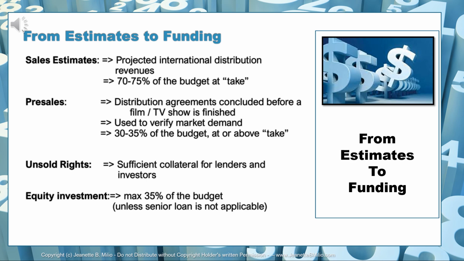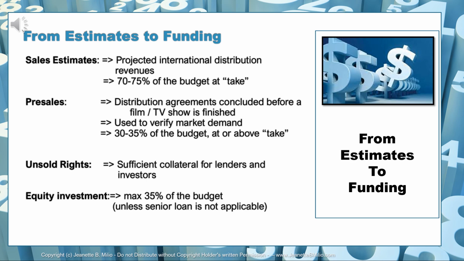Unsold rights are the rights that I have available after I take my sales estimates and have sold my pre-sales. The unsold rights are the rights that I still have available to sell at the time the movie is produced. So I have to look at this collateral and figure out, can I use this for something? Is it enough for my equity investor? Is it enough for my junior lender?